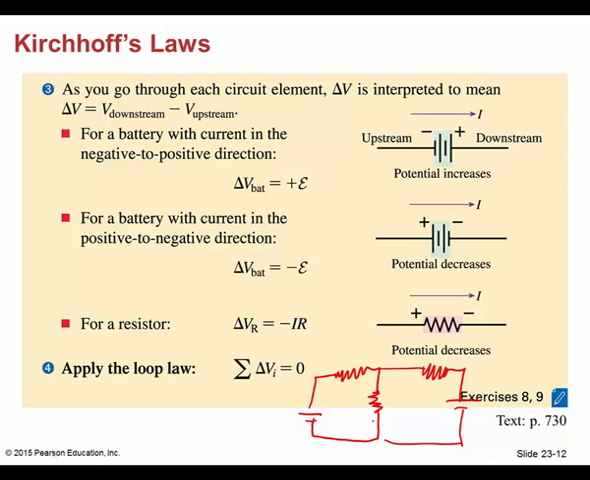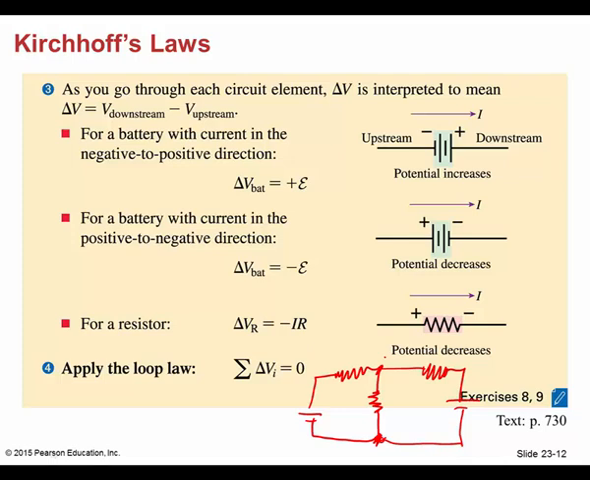Well, notice we have 3 loops, well actually 2 loops, but 3 branches. And you say, well, how do you determine a branch? A branch is wherever 2 or more wires come into a junction, okay? All right, so you've actually got 3 branches.